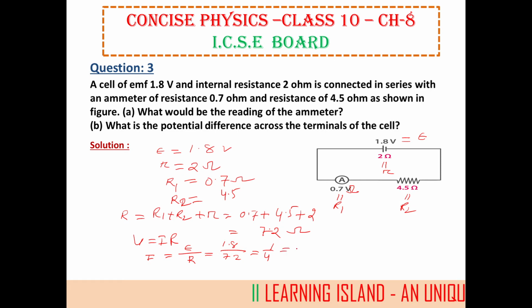So I am getting 0.25 ampere current. So the first question, what would be the reading of the ammeter? The answer will be 0.25 ampere. What is the potential difference across the terminal voltage? I can find it out very easily.